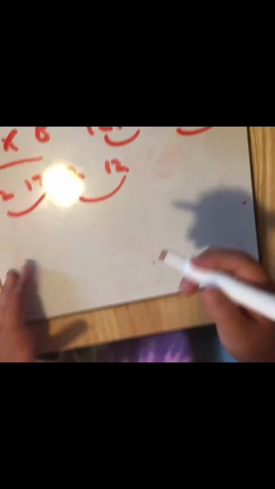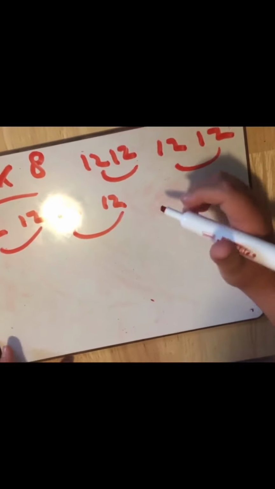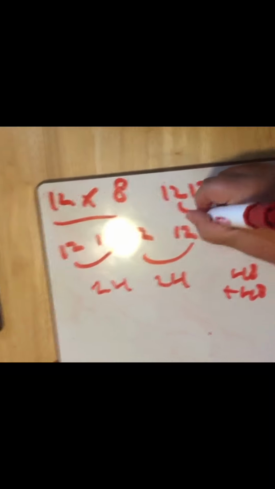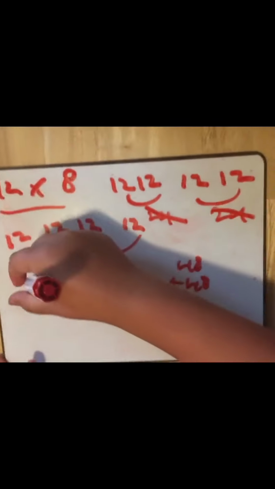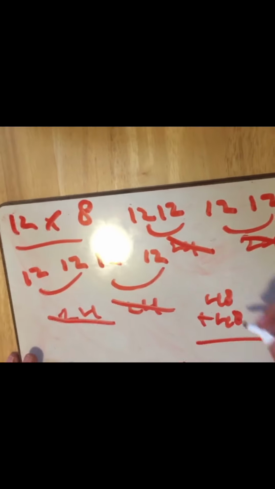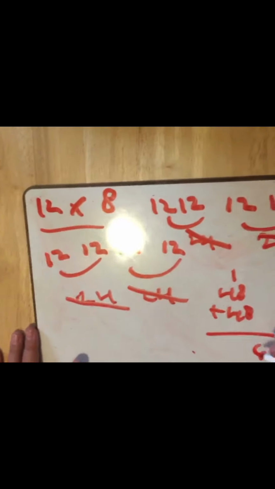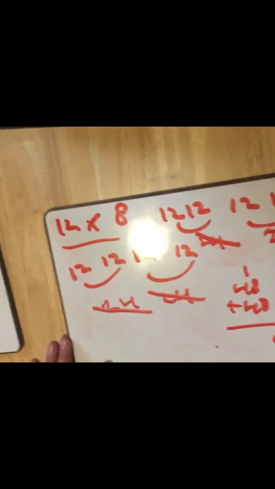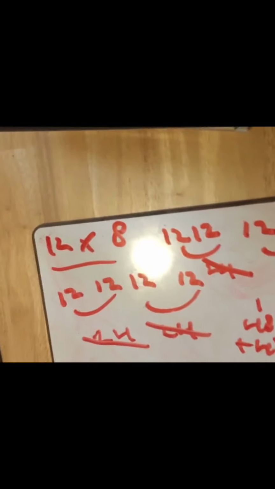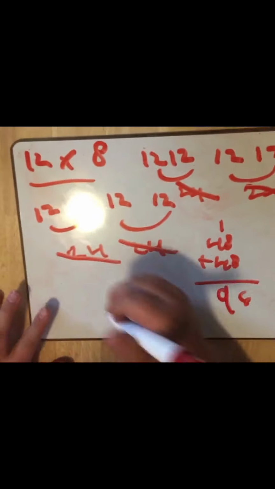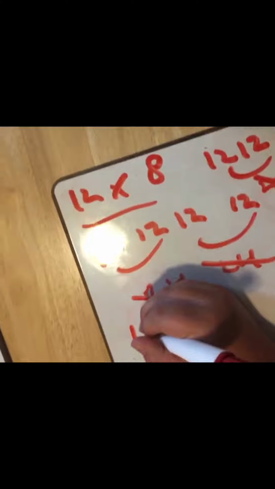I forgot to show the other way last time, so we're just going to do both ways this time. So it's just 24, 24, 24, and 24, which would be 48 plus 48. Because we know that 24 plus 24 is 48, and we have another 24 plus 24 is 48. So 8 plus 8 is 16, and what's 5 plus 4? 9. So that's 96.